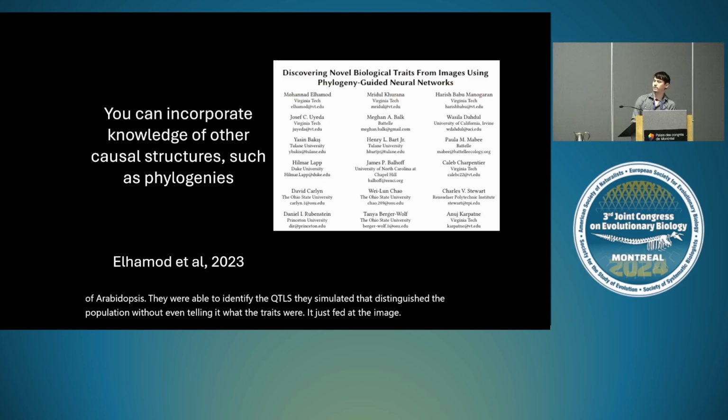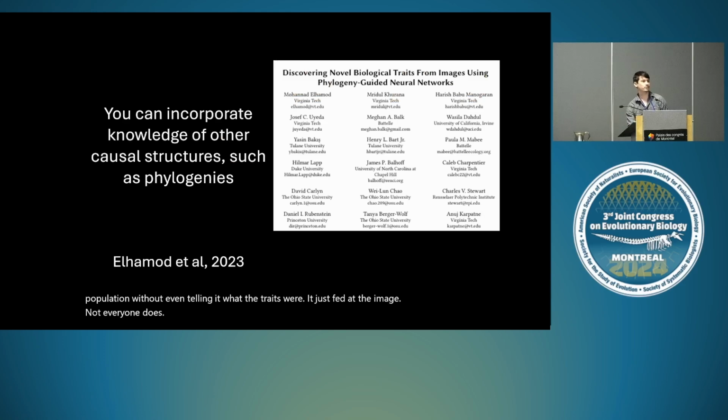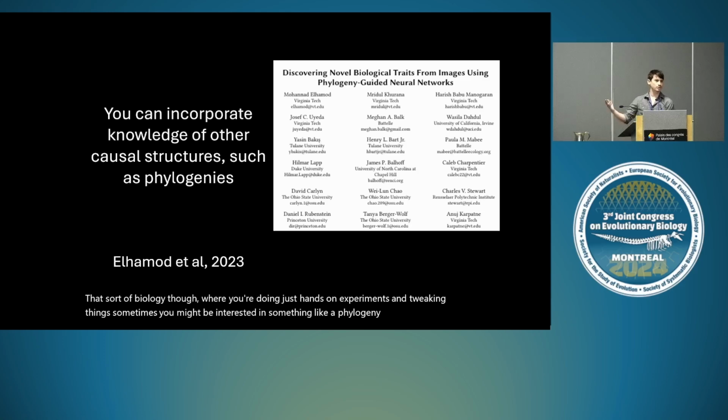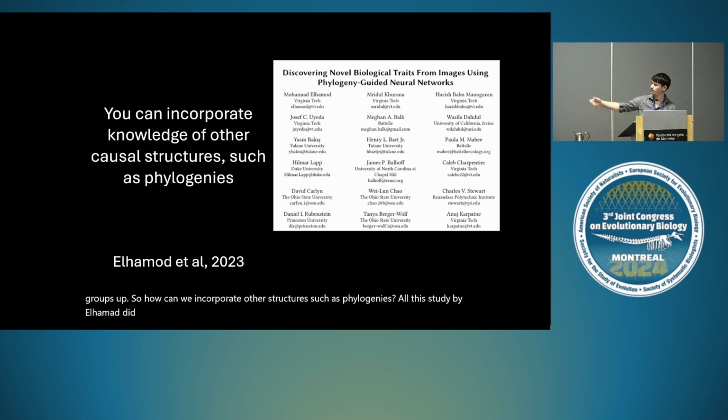Not everyone does that sort of biology, though, where you're doing just hands-on experiments and tweaking things. Sometimes you might be interested in something like a phylogeny, which is still sort of a causal structure of change. I'm saying there are differences between these groups because this thing happened, whether I induced it or because evolution just split these groups up. So how can we incorporate other structures, such as phylogenies? Well, this study by Elhamad did it. Elhamad et al., including myself.